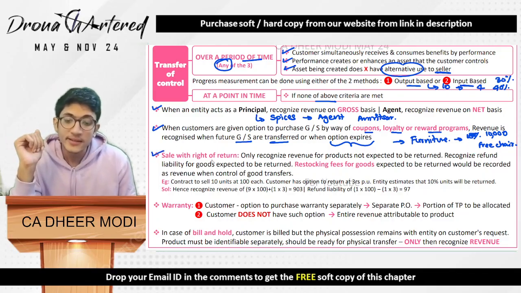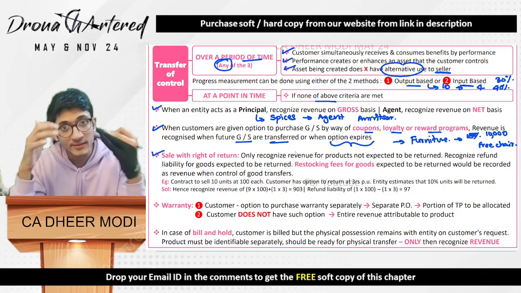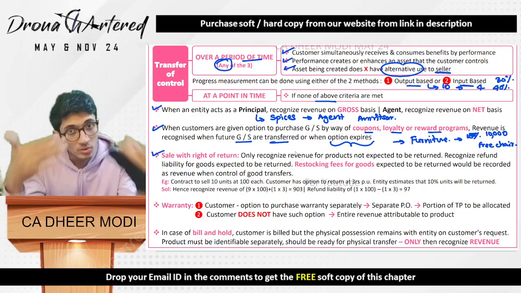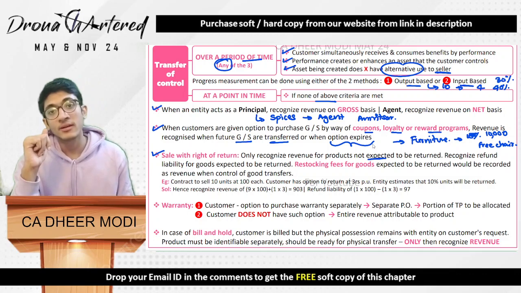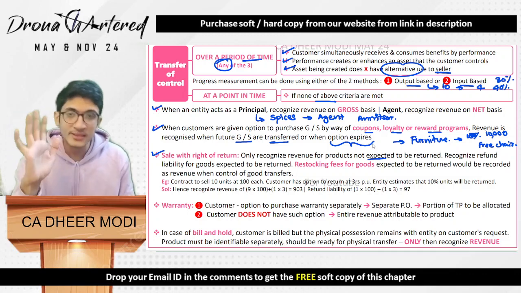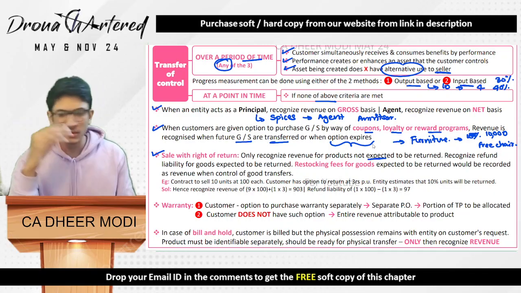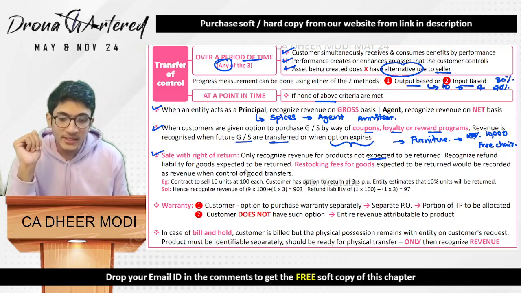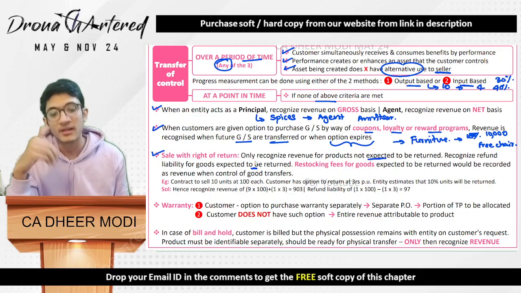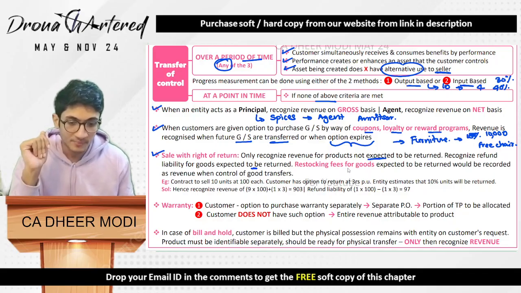Great. Next is sale with the right of return. When you are selling and the party has an option to return the product to you, only recognize revenue for products not expected to be returned. Only if you feel it will not be returned. Say for example, there's some customer who is very choosy and you know he returns 80% of the products, then in such a case do not recognize revenue because most probably he will be returning it. Recognize a refund liability for goods expected to be returned. That means you'll have to refund them, so this you will recognize.